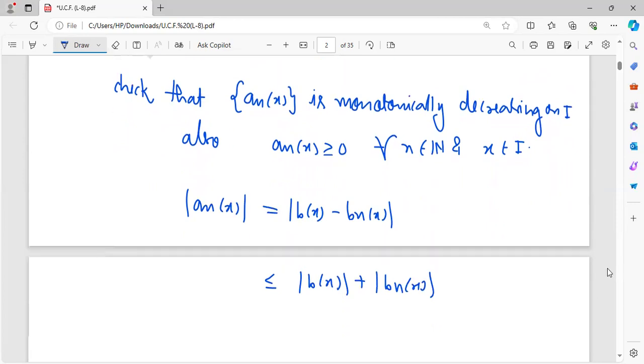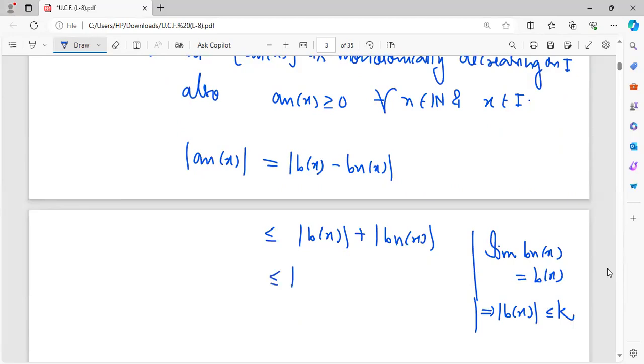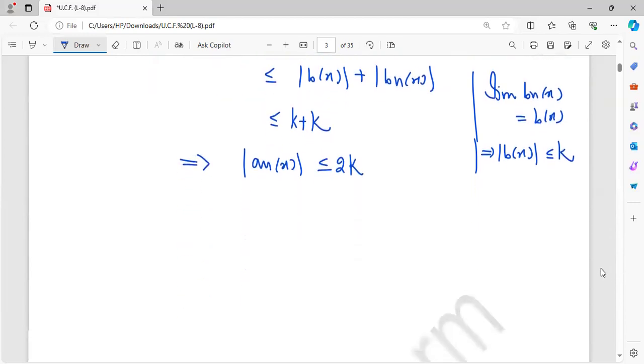So we know that the limit of b_n(x) is b(x). So what does it mean? This cannot go beyond k, because each |b_n(x)| is less than k, so the limit function will also satisfy this. What does it mean? It is k plus k. It means a_n(x) is a monotonically decreasing sequence. It is non-negative, and we have shown that it is uniformly bounded as well. So now we can apply Abel's test here.